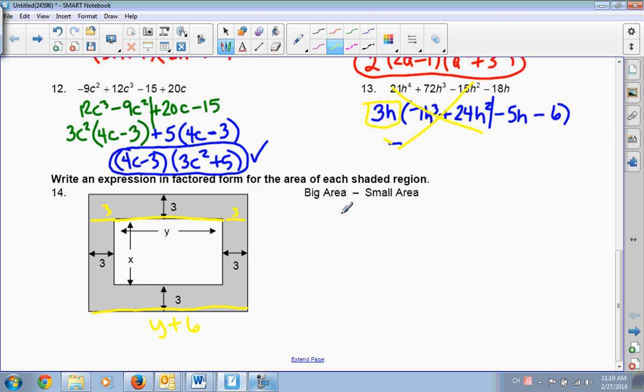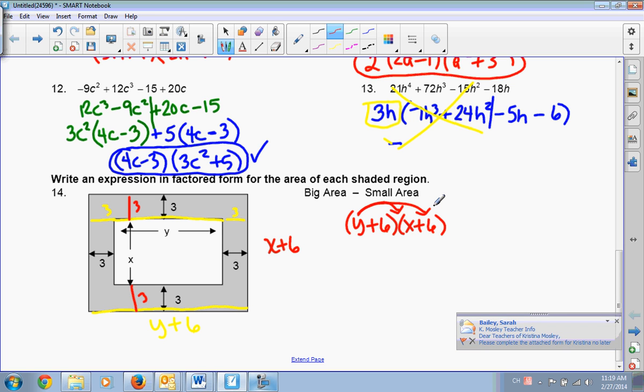Okay, and the height, you have your x all the way across here, and this is 3, and this is 3, so that would be x plus 6. 3 and 3 is 6. So to find the area of the big, you would just multiply. So this is the distributing part. This is the opposite of what we are doing, factoring. Distributing and factoring are opposites of each other.